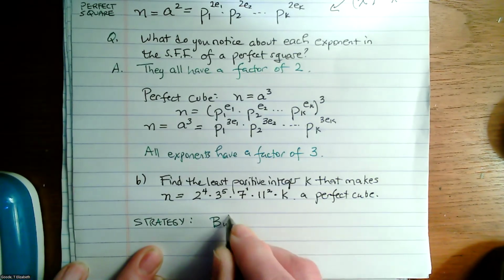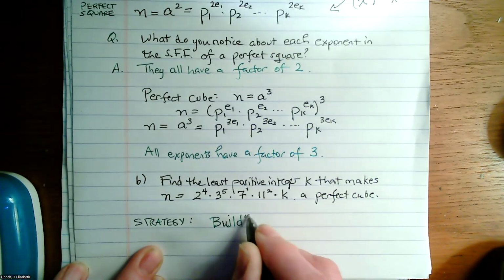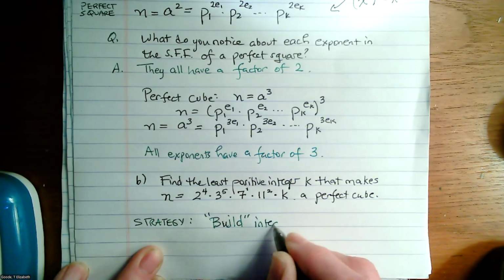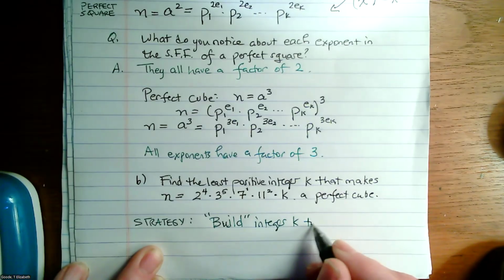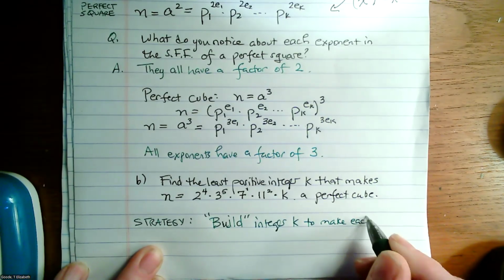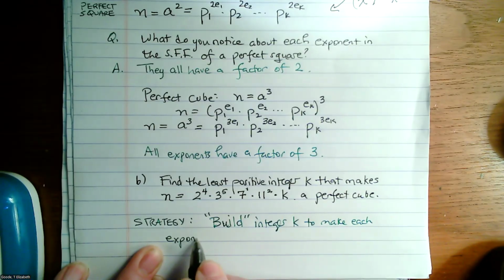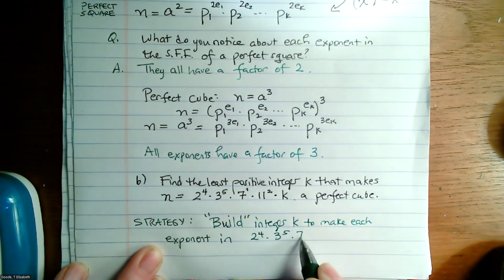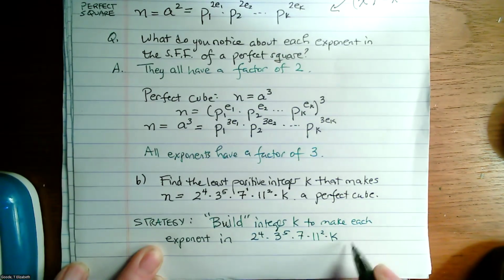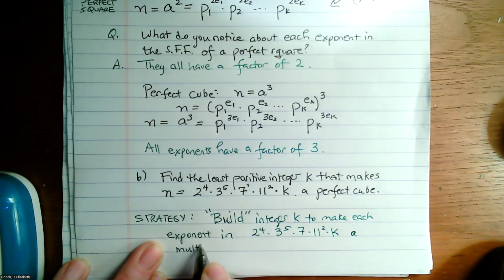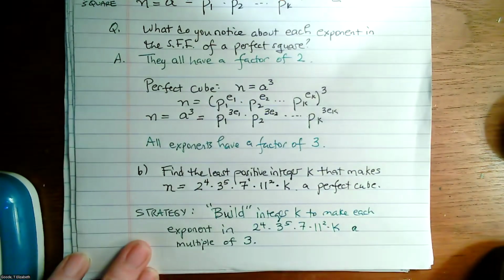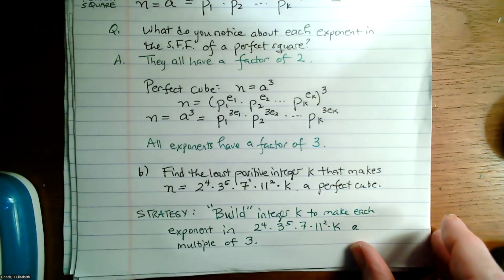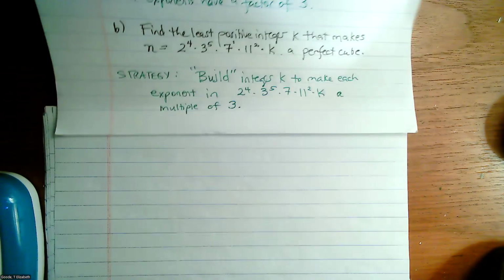Build the integer k to make each exponent in 2 to the fourth times 3 to the fifth times 7 times 11 squared times k a multiple of 3. So let's try to build k. All right. Does this make sense? It does. Yeah, it's a fun game.